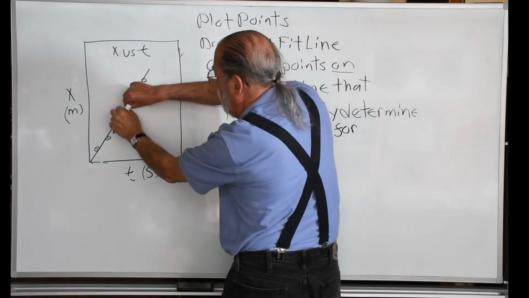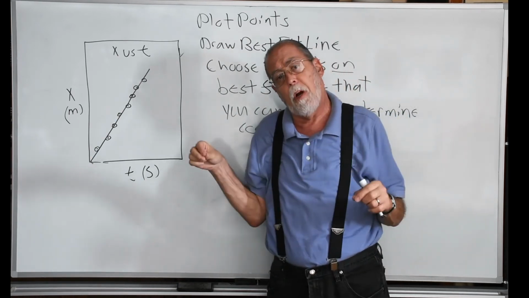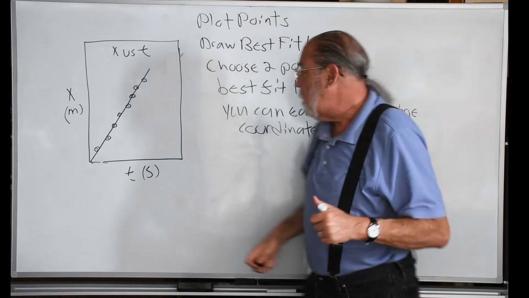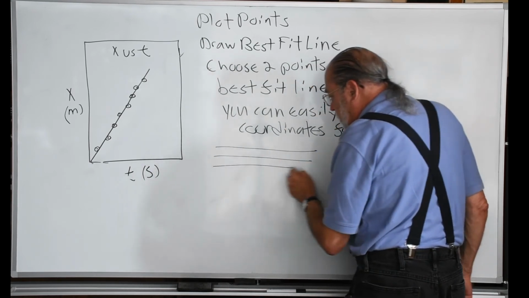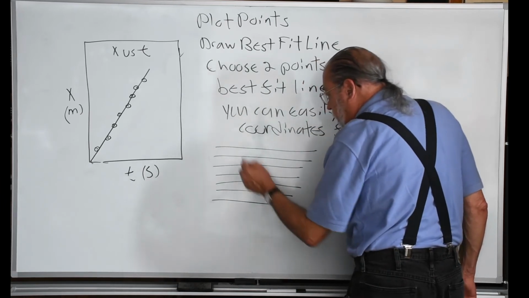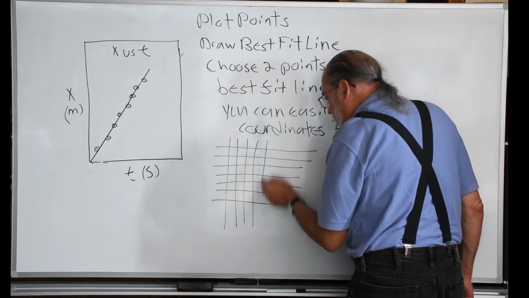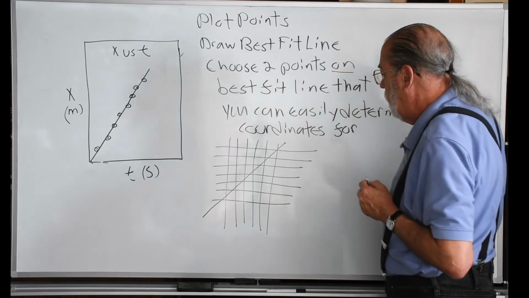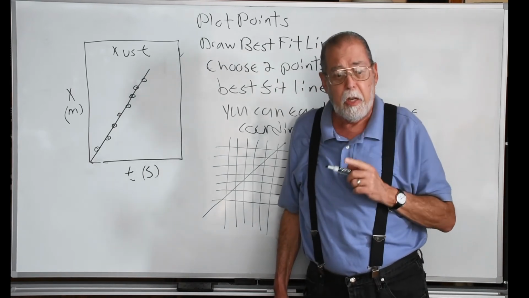So you don't choose 2 points here. You want to try and choose them as far apart as possible. The further apart they are, the more accurate your slope will be. When you go to determine this, looking at the graph paper, which of course has a grid on it, I don't show the grid over there, but let us suppose we have our grid and the line goes like that. You need to choose points whose coordinates are easy to read.